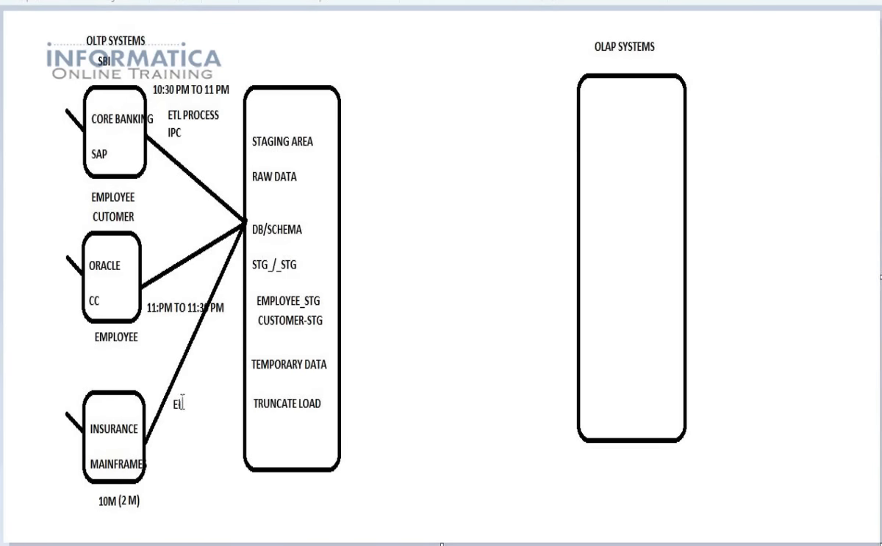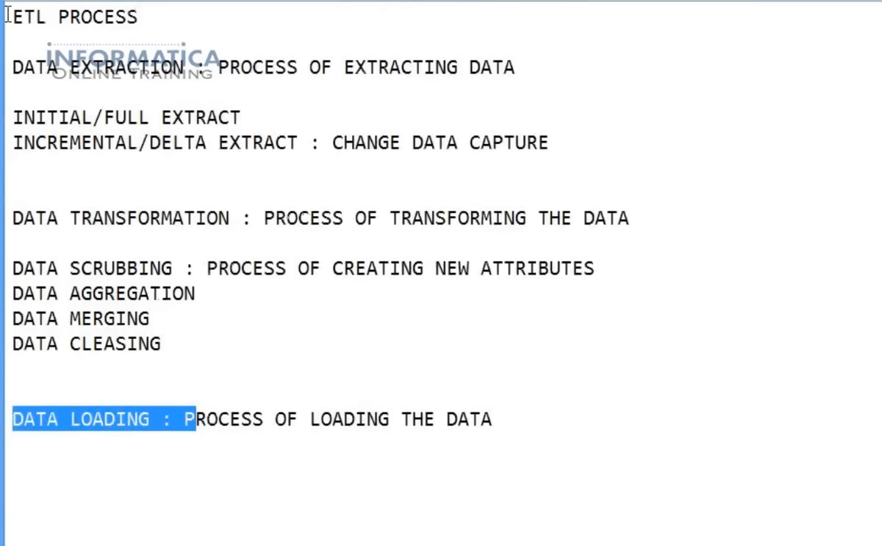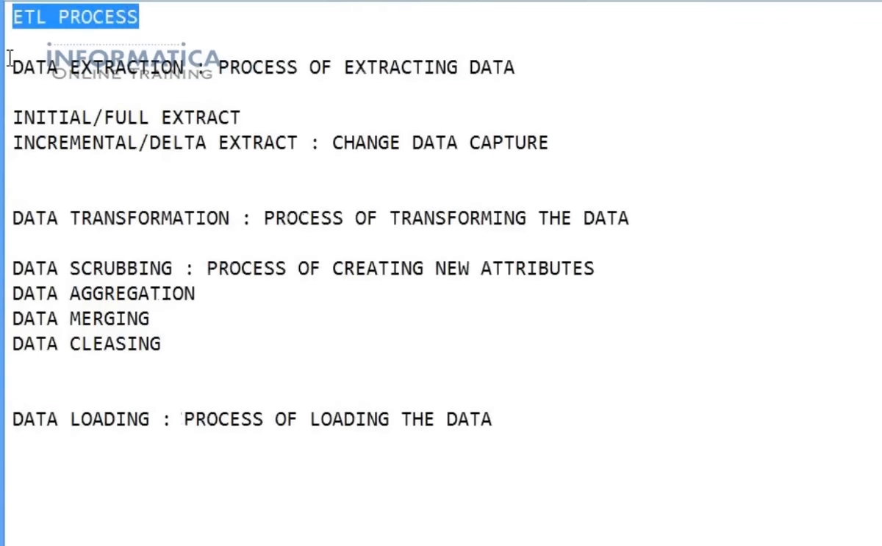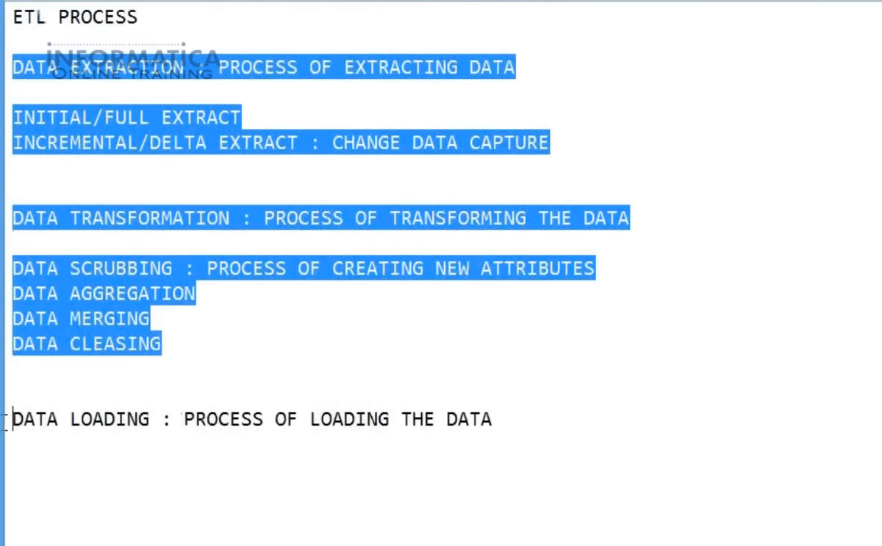But if you apply the transformation logic here, it will take some more time to transform the data in the Informatica memory. That is the reason you are not going to apply any kind of transformation logic here, and you load the data directly into the data staging area tables. So this is the ETL process. The ETL process contains data extraction, transformation, and loading.